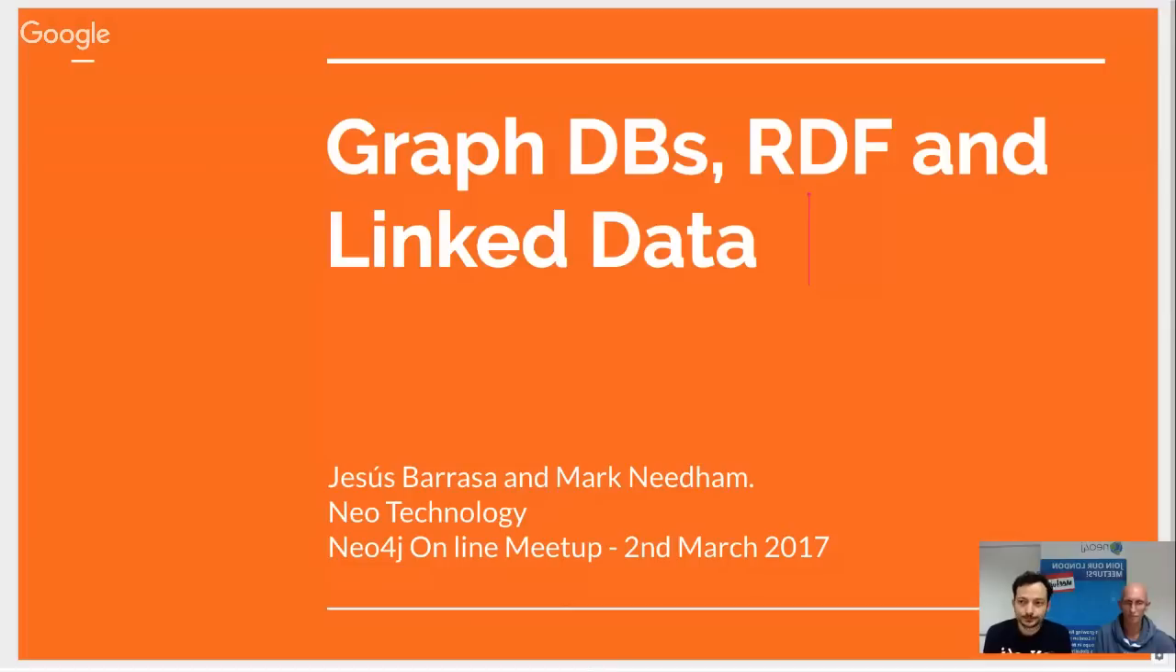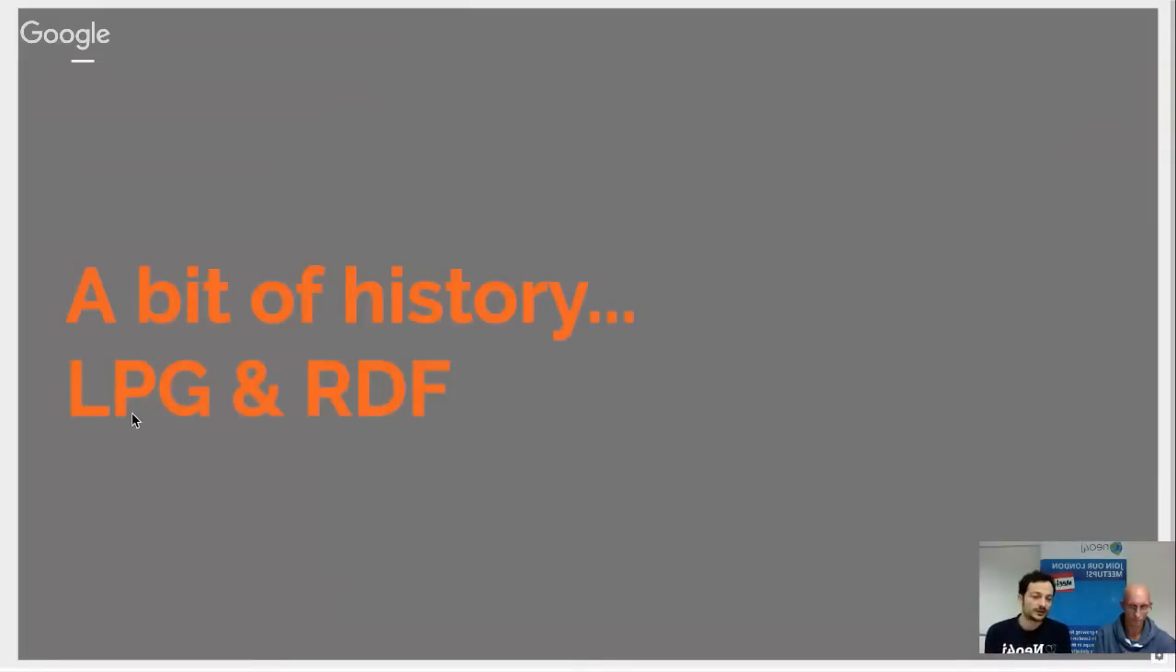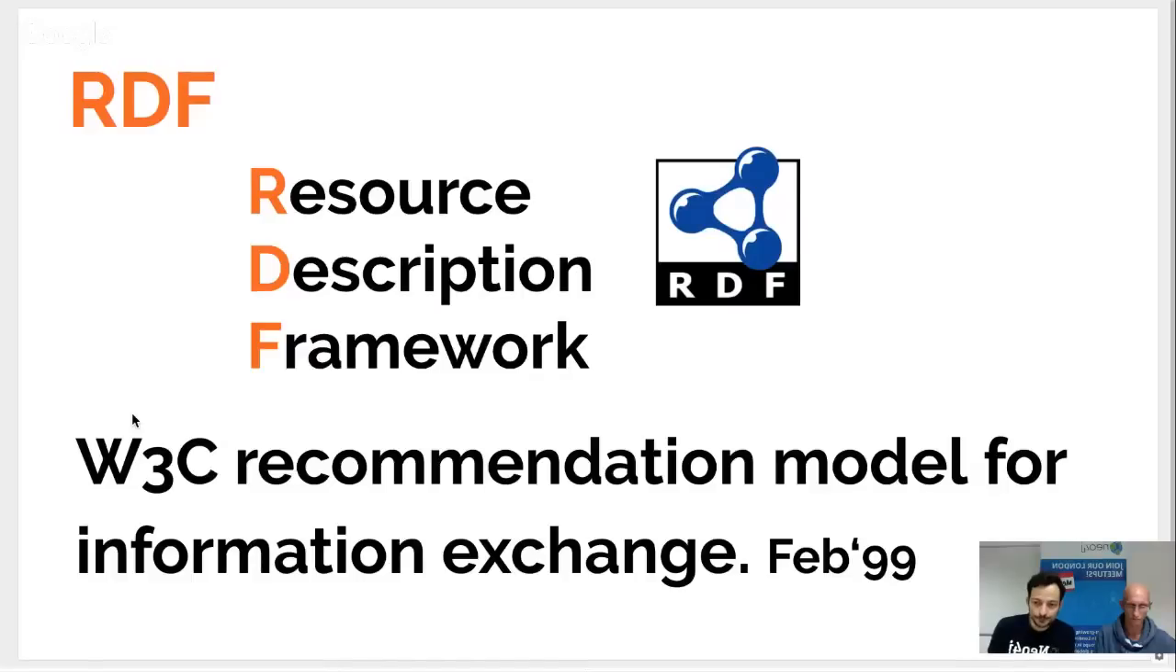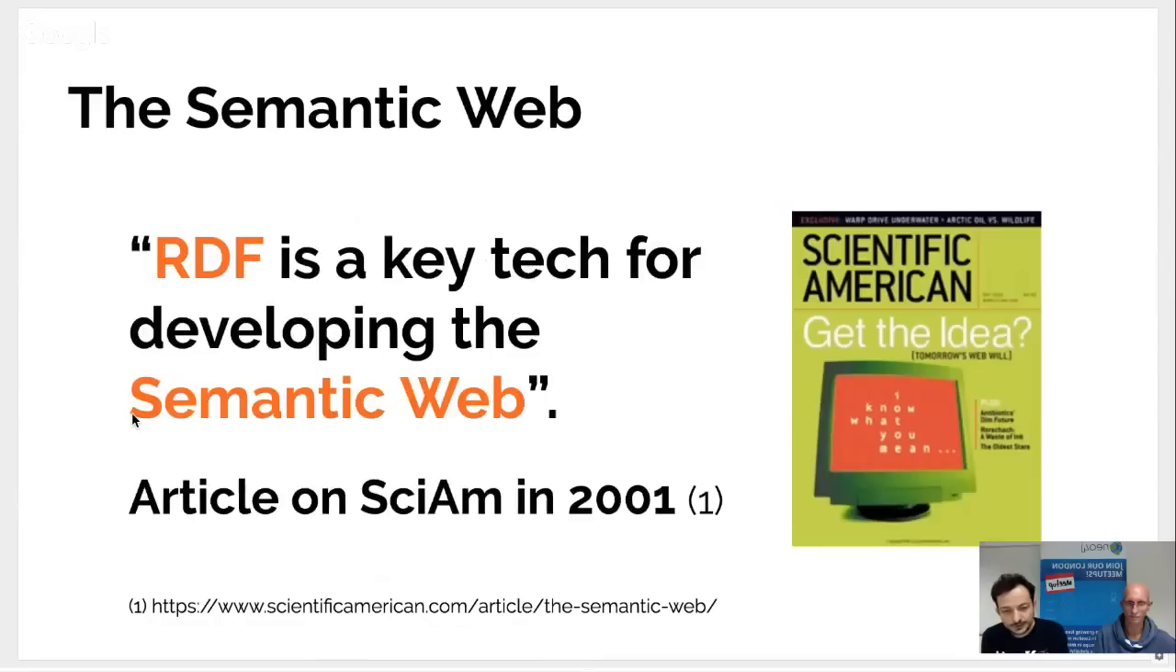So let's see how that works. Let's start with the slides for today, and just a bit of history, some background on where these two models come from. RDF is the Resource Description Framework, and it is a standard from the W3C, right? It's been around for 17, 18 years. The first recommendation was published in '99, and it became quite popular a few years ago because it was considered the foundation of the vision of the semantic web that Tim Berners-Lee, Jim Hendler and Ora Lassila published at the beginning of the century.